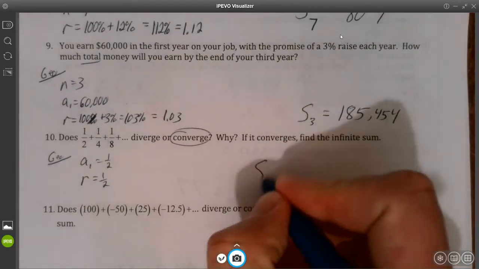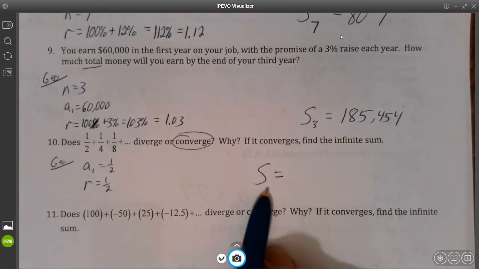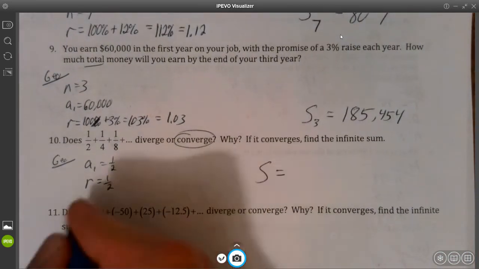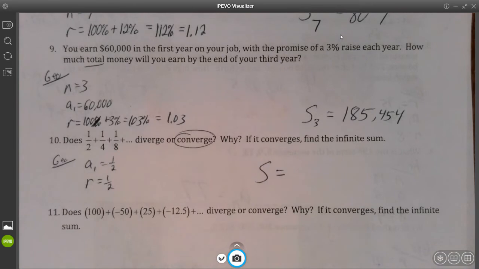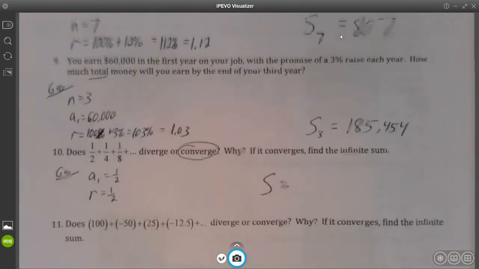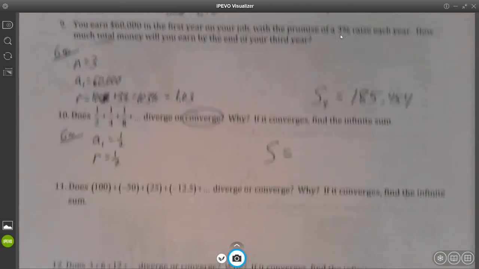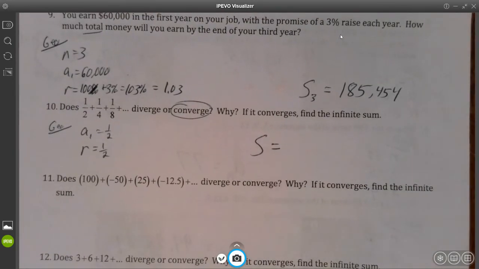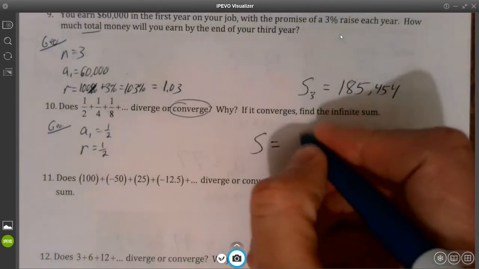The formula for this is, notice I didn't put a number on top because it's an infinite sum. I didn't write n equals infinity, so it doesn't equal infinity. Infinity is not a number, it's a concept. But basically I'm going towards infinity. And so here's my formula.